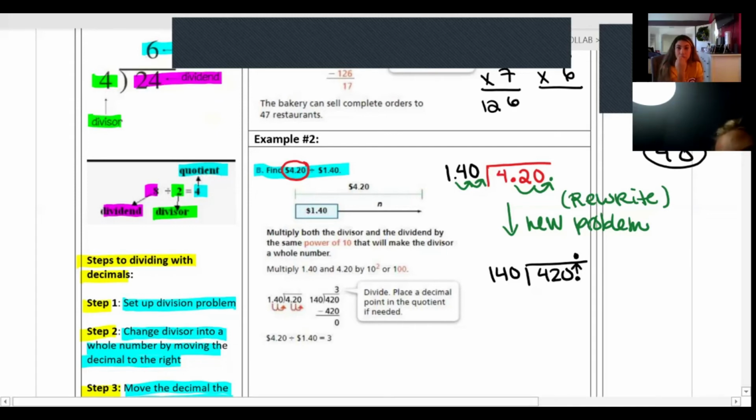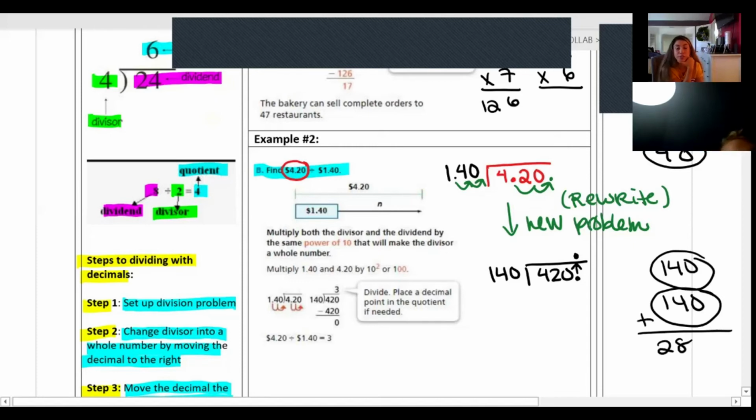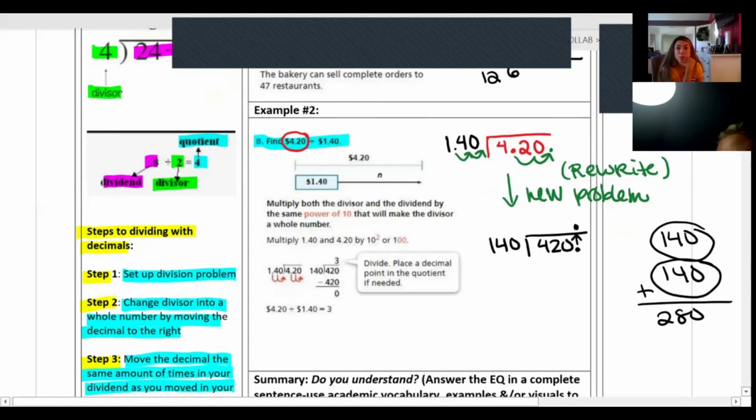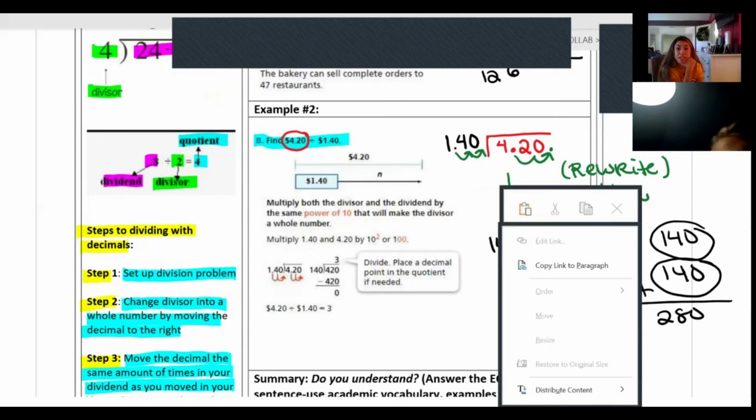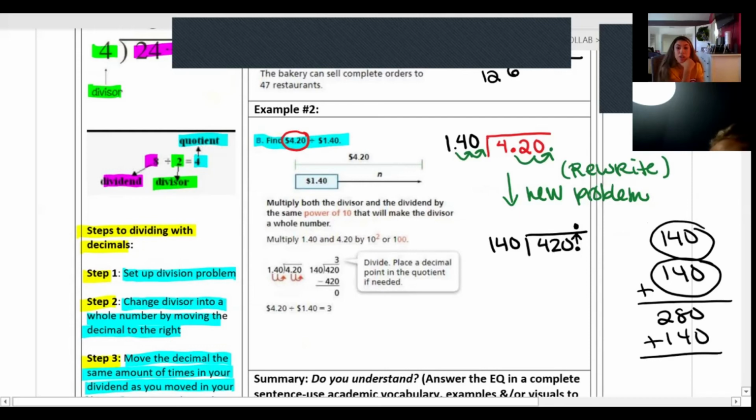How many groups can go into 420 from 140? So over to the side, you could do a couple of things. You can either multiply and try to see how many groups of 140 that way, or you could do repeated addition, whatever you feel most comfortable with. So when we add 140 twice, we get 280. If we add another one, we'll get closer to 420, so let's try. So if we add 140 3 times, we get exactly 420.